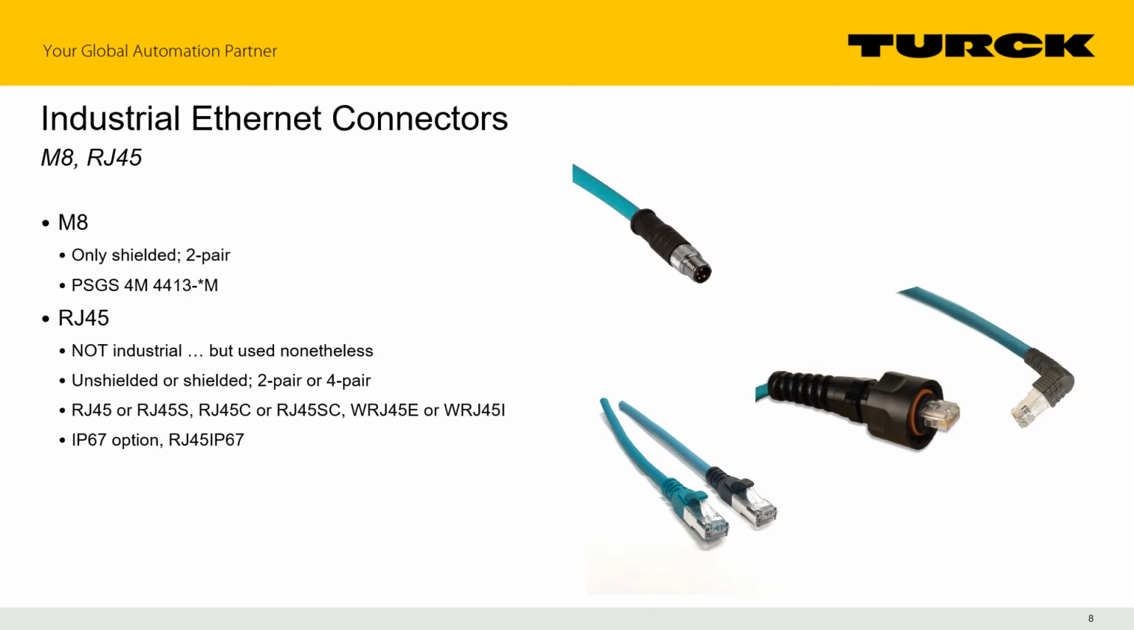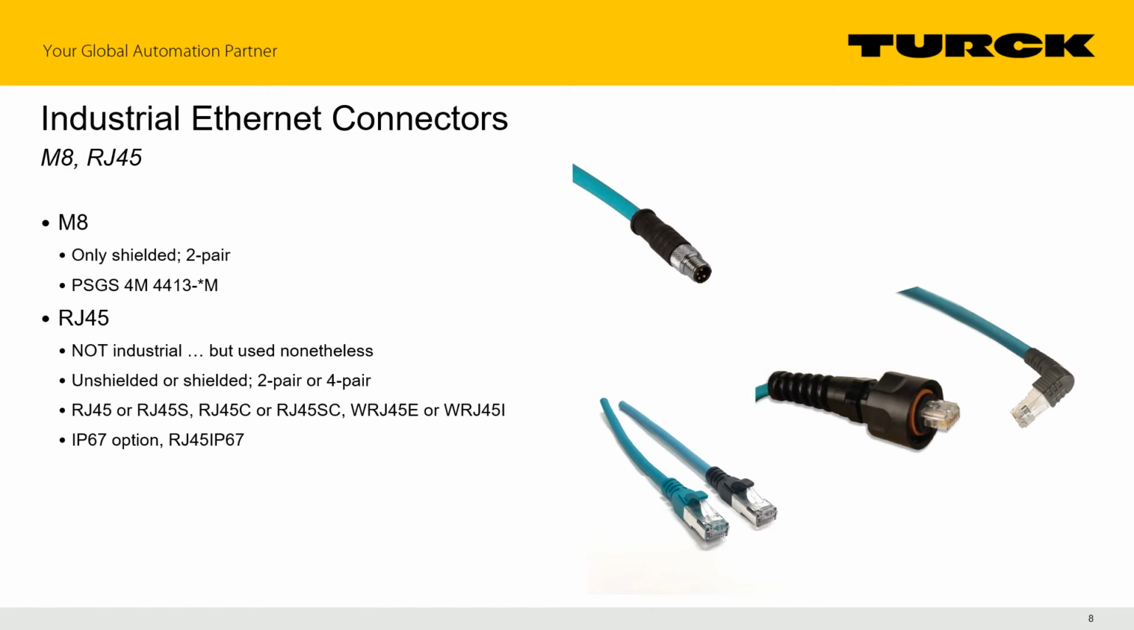Lastly, we do offer several varieties of the RJ45. To be clear, this is not an industrial connector, but it is commonly used in protected areas of many automation environments. We offer the RJ45 with solid, stranded, shielded, unshielded, 2-pair, or 4-pair configurations.